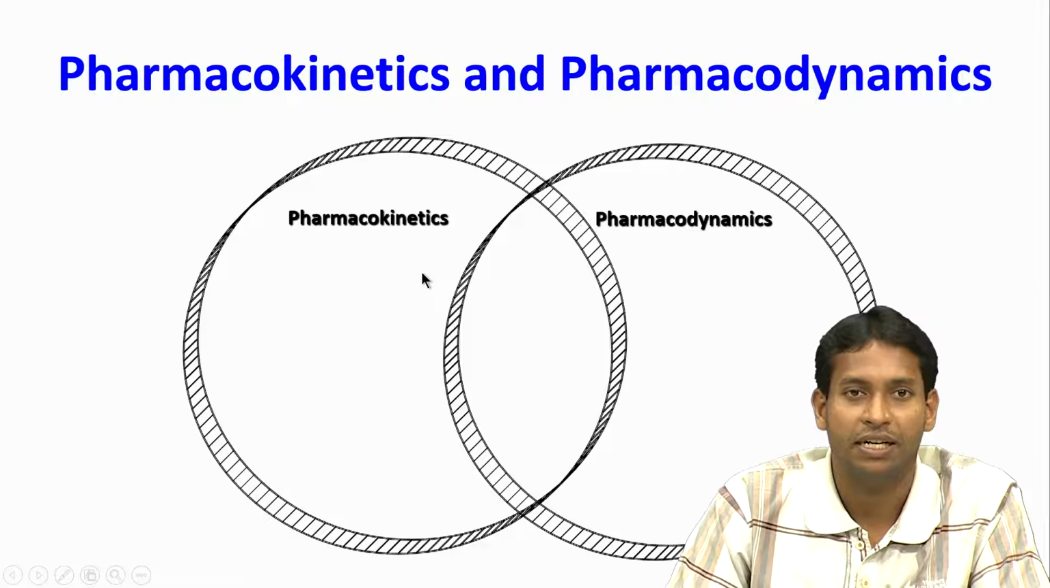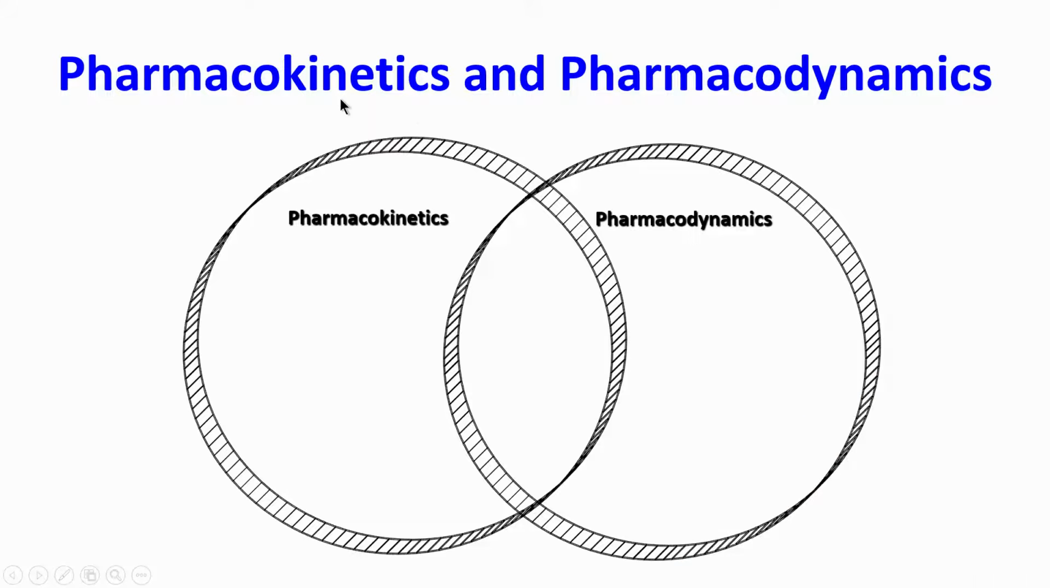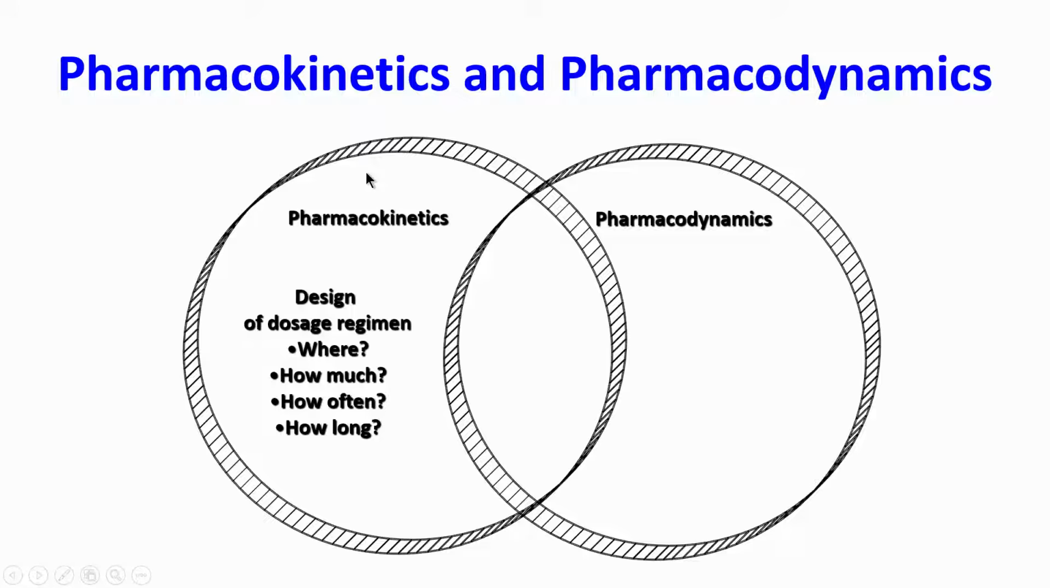So, essentially there are two major components of any drug delivery. These are pharmacokinetics and pharmacodynamics. As the name suggests, pharmacokinetics is essentially the design of the dosage regimen. So, where do you want to give it, how much do you want to give it, how often do you want to give it, and how long do you want to give it.